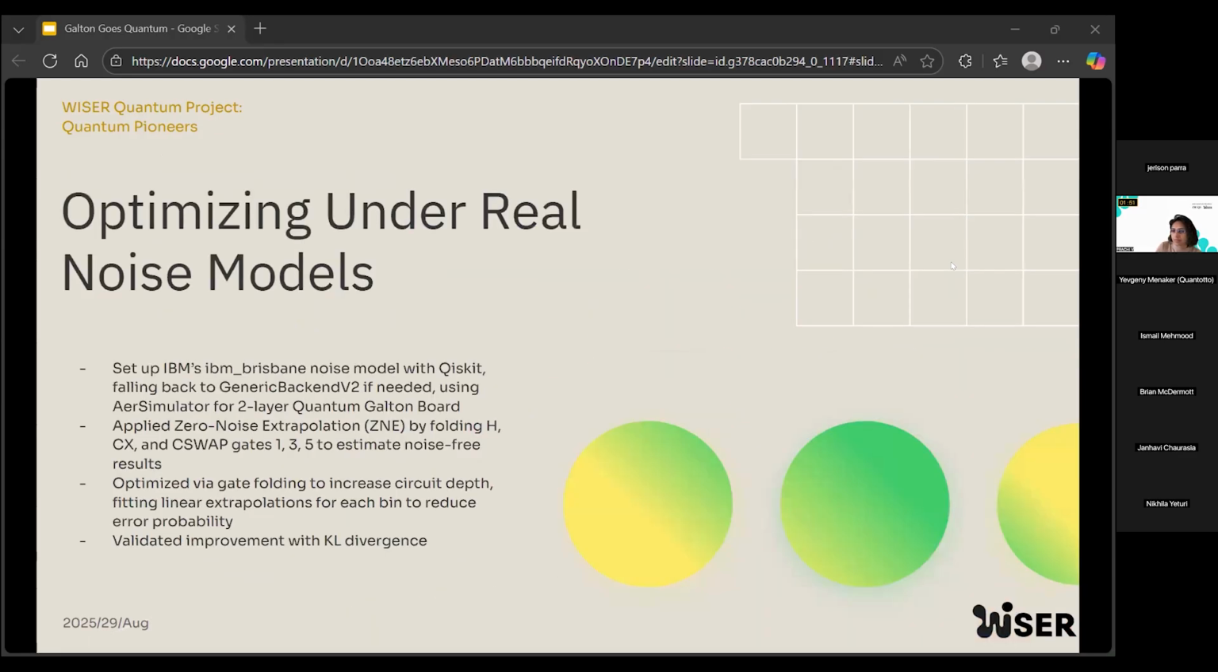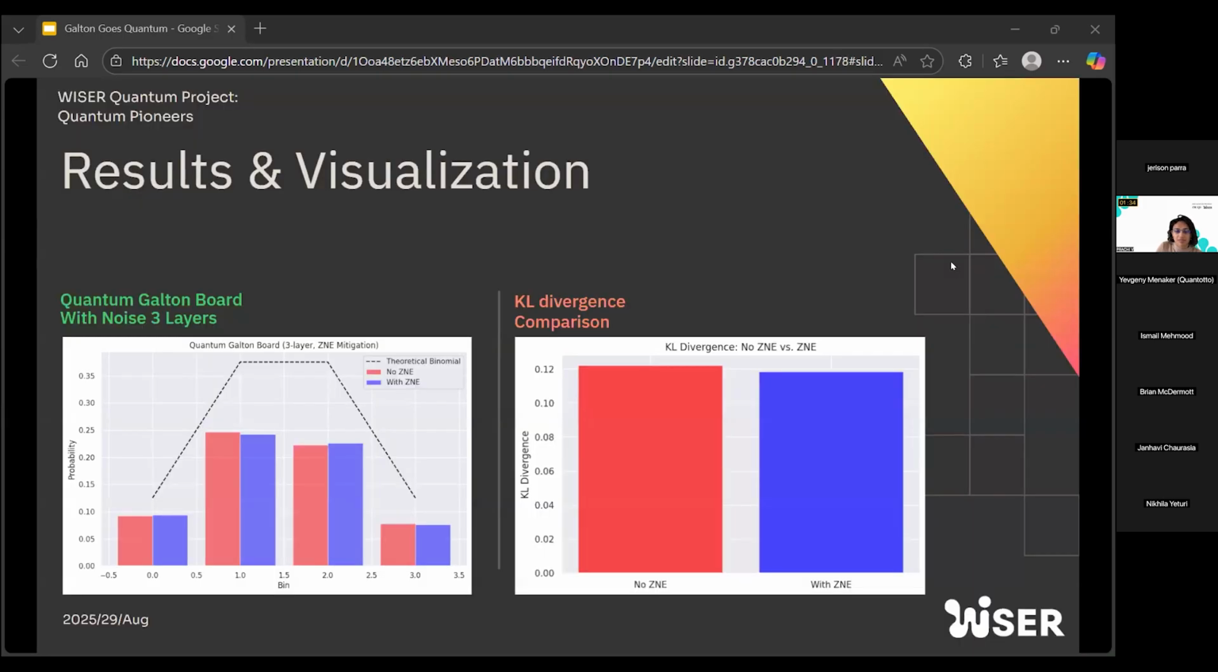To test on real noise, we simulated using IBM's Brisbane noise model. We ran a baseline without optimization as control, then applied zero noise extrapolation, ZNE, by folding gates like H, CX, and C-swap to estimate ideal noise-free results, saving time while demonstrating improvement. To compare distributions via KL divergence, ZNE reduced error noticeably by 2.89%, with gains growing as layers increase, proving its value for NISQ devices. This is for the 3-layer case.